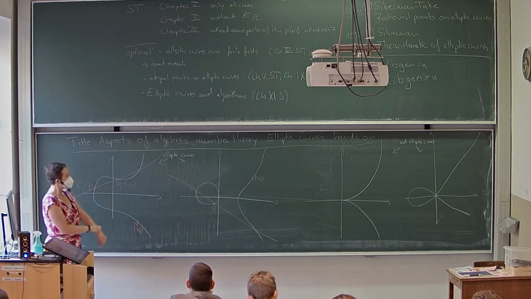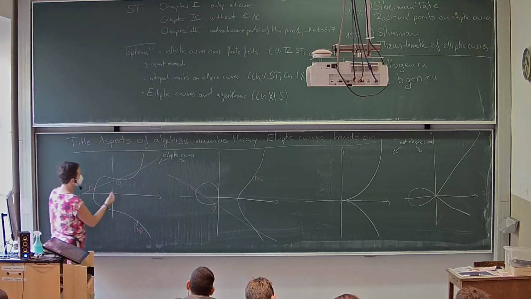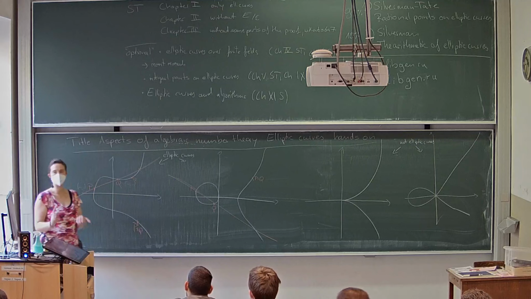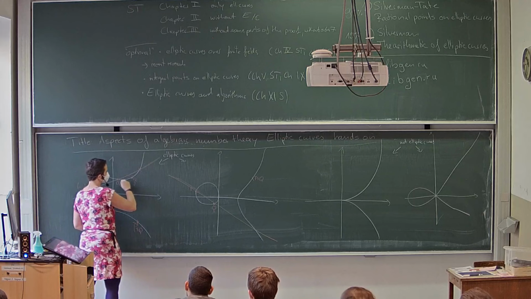We can also add a point to itself. And now I have to choose a good point. Let's take R here, this R. And we want to add R and R. So what do we have to do? We have to draw a line through R and R. And this is, of course, the tangent.